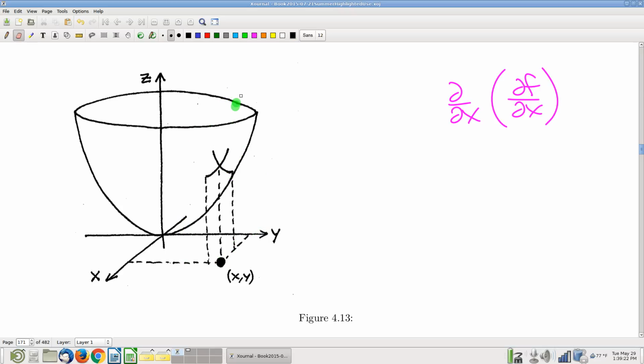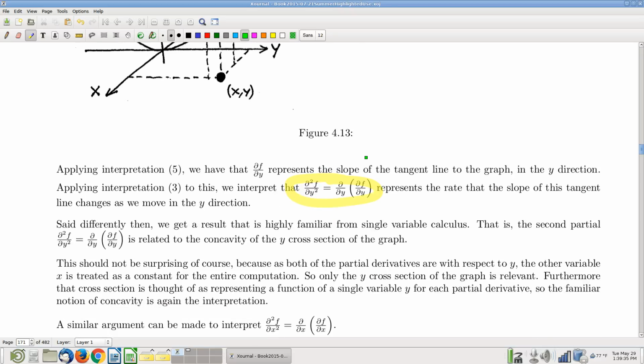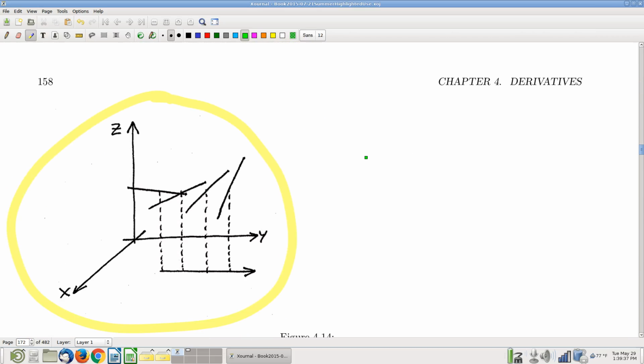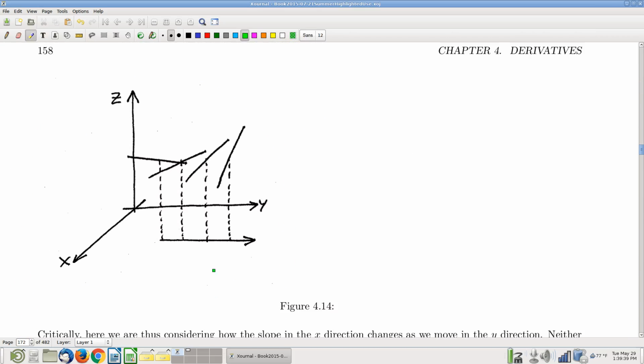Here's where it gets weird, though. Let me rephrase that. Here's where it gets not analogous to single variable calculus. It's disappointing because familiar terms or familiar coincidences are always nice. But what if we were looking at the y partial of the x partial? You cannot just say, oh, this is just like single variable calculus. It's not.